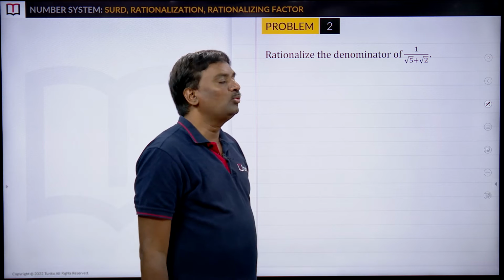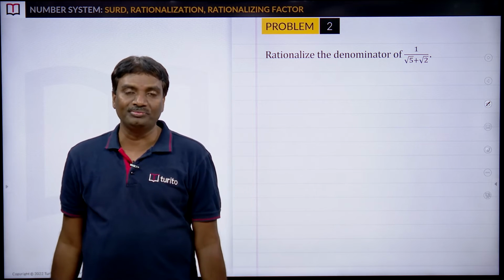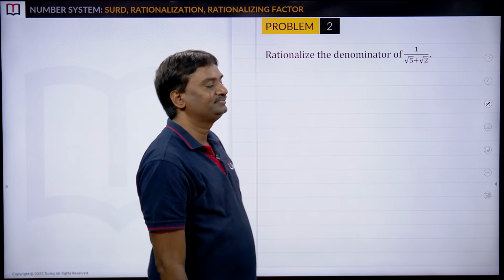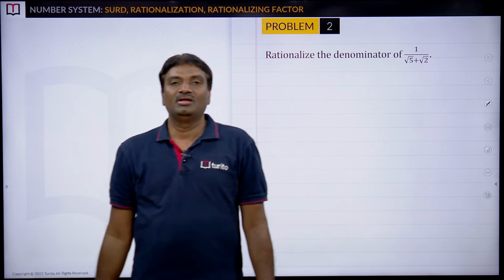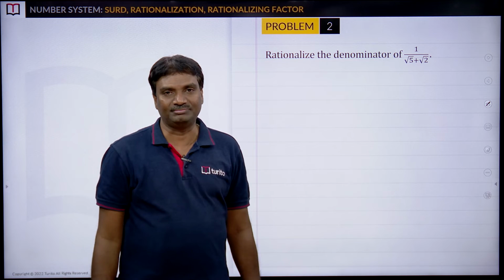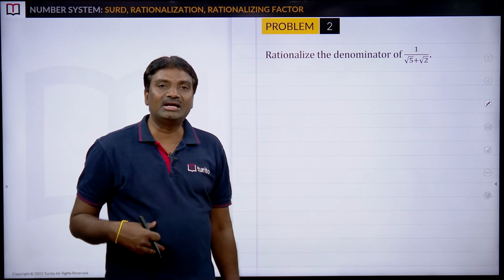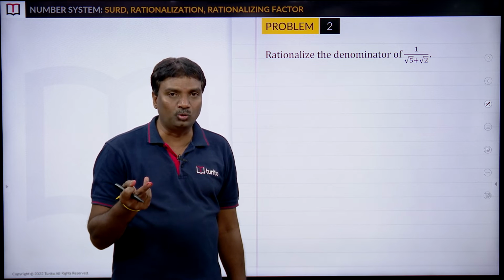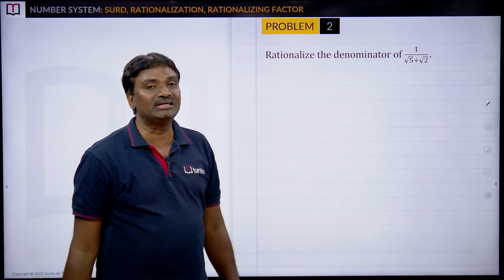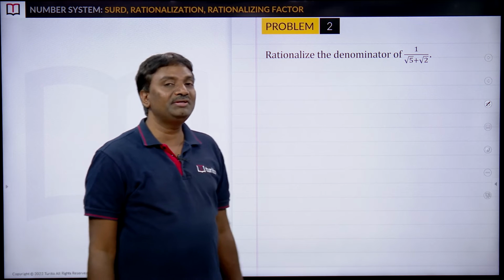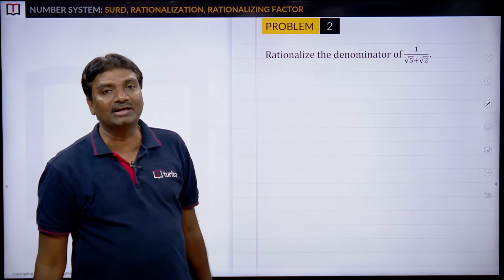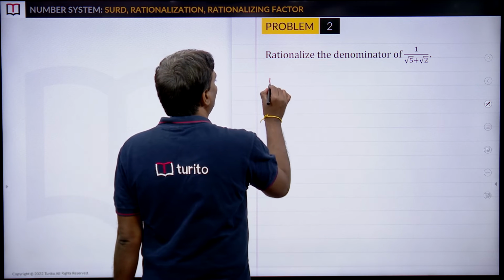Rationalize the denominator 1 by root 5 plus root 2. Can anyone say what is the rationalizing factor of root 5 plus root 2? Yeah. Just as we have discussed, if a, b are natural numbers, then root a plus root b and root a minus root b are rationalizing factors of each other. So, since the denominator is root 5 plus root 2, we can take the rationalizing factor as root 5 minus root 2.